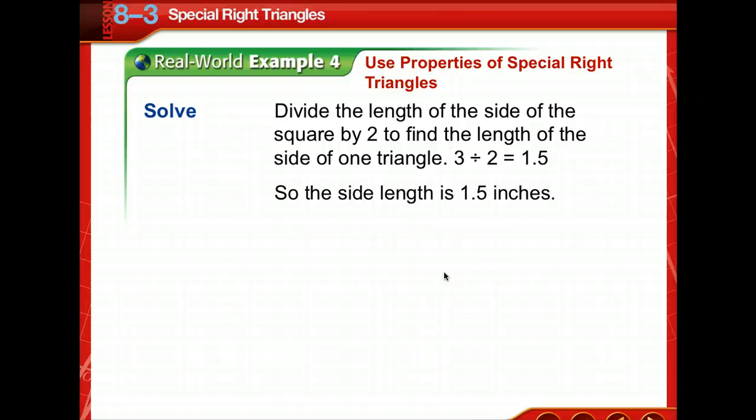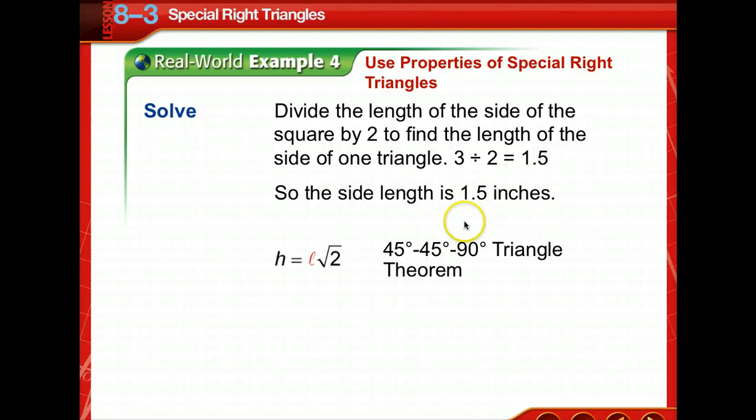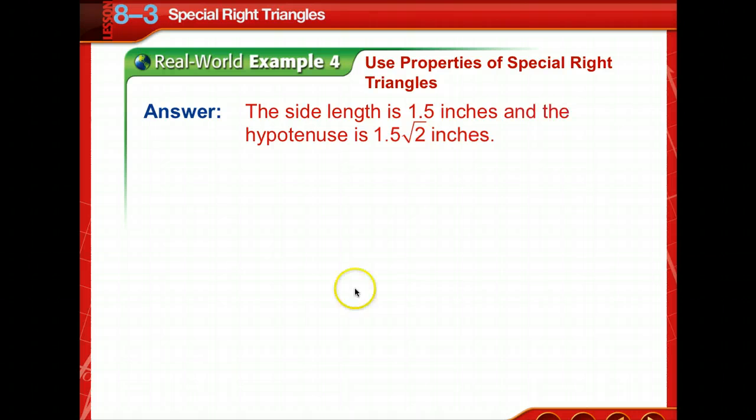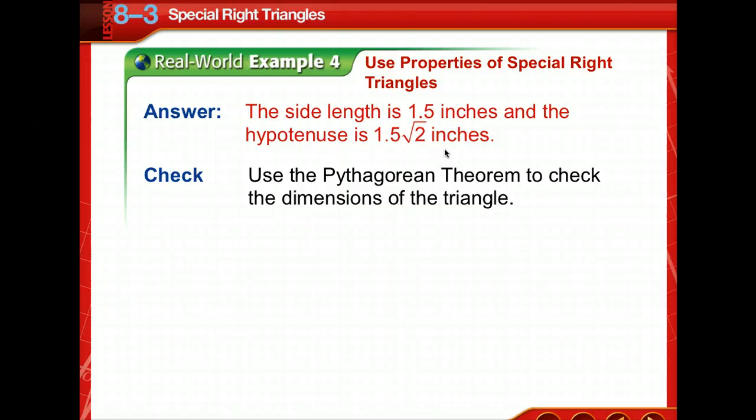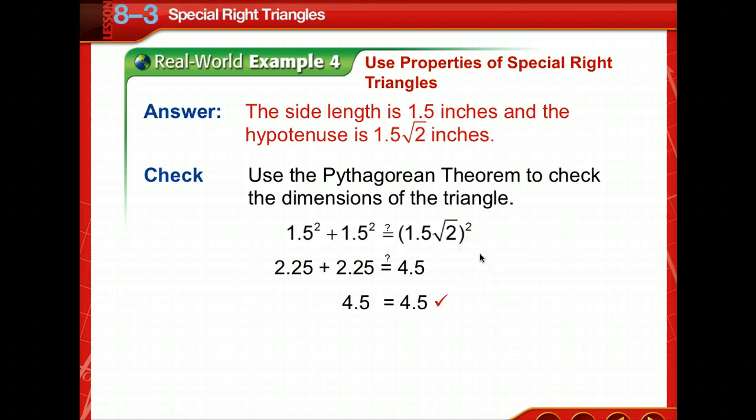Did you get 1.5? Well, very good. So the side length is 1.5. We know the hypotenuse is the length times the square root of 2. So we're going to substitute in that 1.5 times the square root of 2. So the side length is 1.5 inches, and the hypotenuse is 1.5 times the square root of 2 inches. We can use the Pythagorean theorem to check our answer. Is 1.5 squared plus 1.5 squared equal to 1.5 times the square root of 2 squared? Yes, good. We got the right answer.